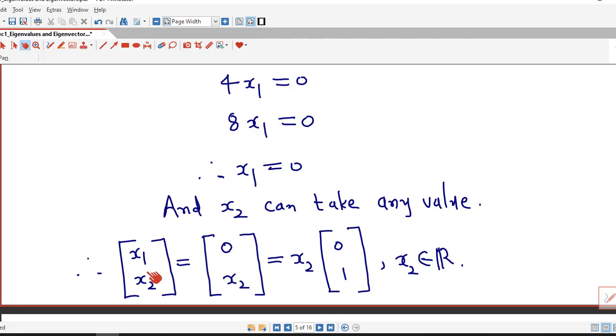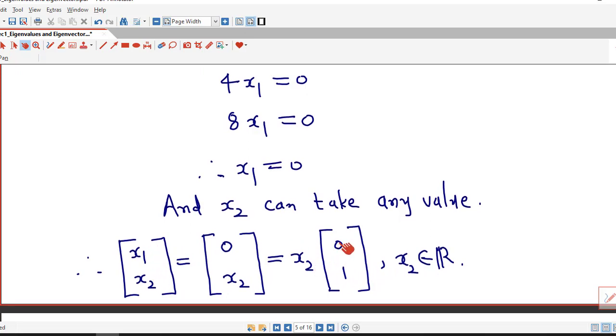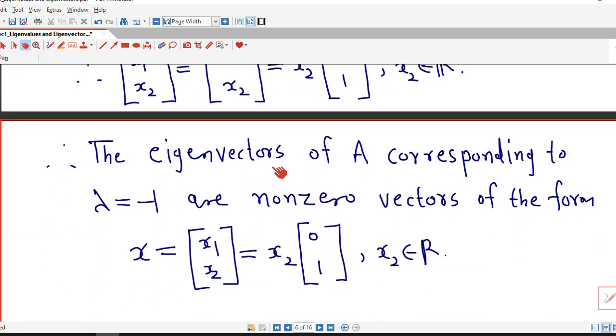So here eigenvectors are nothing but scalar multiple of this linearly independent eigenvector, which is (0, 1). So there are infinite number of eigenvectors corresponding to lambda equal to minus 1, and all eigenvectors are nothing but scalar multiple of this linearly independent eigenvector (0, 1). So therefore the eigenvectors of A corresponding to lambda equal to minus 1 are non-zero vectors of this form.